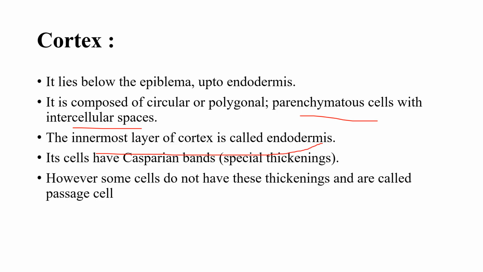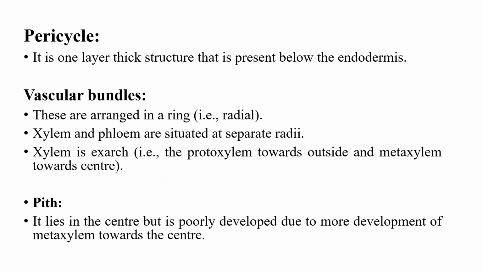The innermost layer of cortex is endodermis, and they have Casparian strips. Casparian strips are special thickenings present in endodermis. However, some cells do not have this thickening, known as passage cells. As these Casparian strips prevent the transportation of water, there are some cells which lack this Casparian strip and allow the transportation of water, which are known as passage cells. Then pericycle, inner to endodermis, is present.